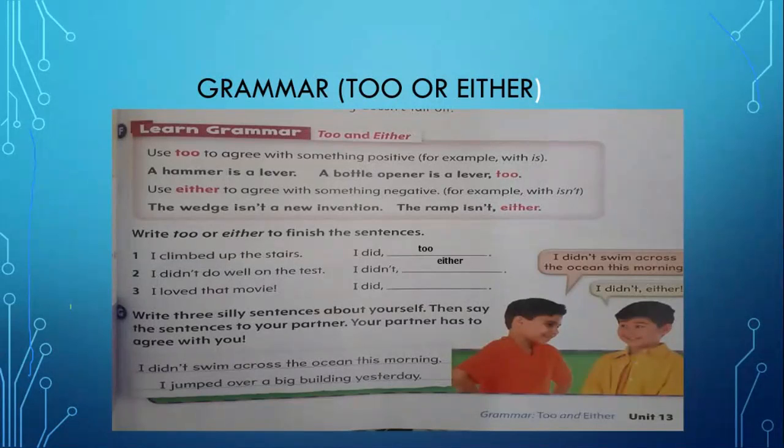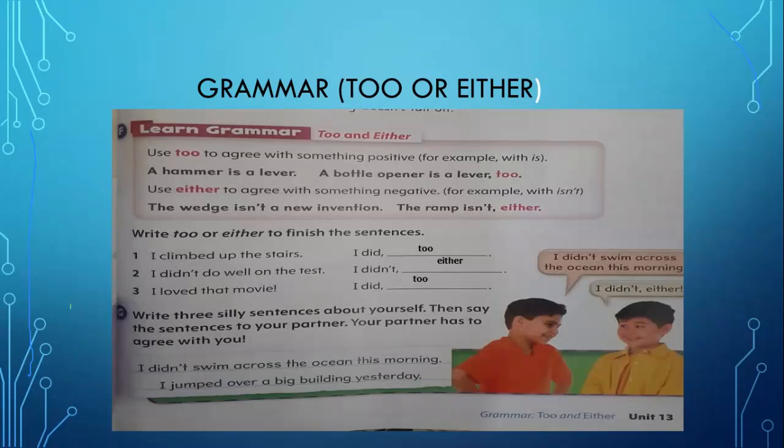Number three. I loved that movie. So you see, that statement is a positive statement or a negative statement? Yes, it's a positive statement. There is nothing negative in this statement. So, I loved that movie. I did too. So you see, students, when the statement was a negative statement, you used "either" at the end. When the statement was a positive statement, you simply used "too" at the end.